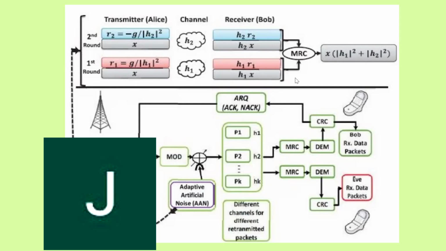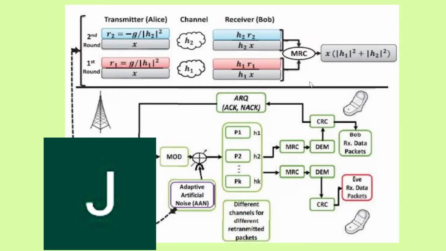But what Bob does at this side is save it, store it in its buffer, and then request another retransmission of the same packet. In the second round, Alice sends the same signal that she sent in the first round, but with an interference signal that can cancel the first interference signal that was added to the first packet. Only when Bob applies maximum ratio combining at its side.